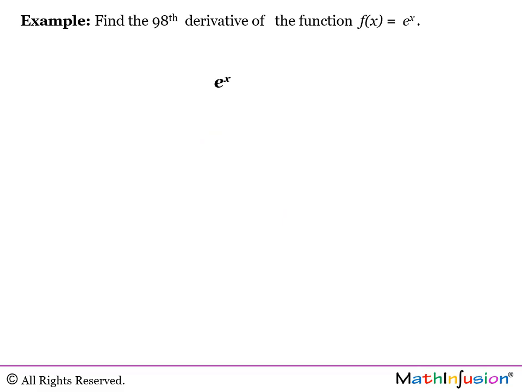Now I would like you to find the 98th derivative of the function f(x) equals e to the x. We take e to the x, and we take the first derivative, and we are back to e to the x. What happens with the other derivatives? All of them are just e to the x, and we can actually conclude that any derivative of e to the x is e to the x.